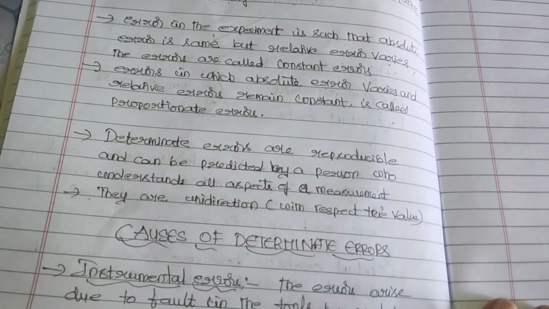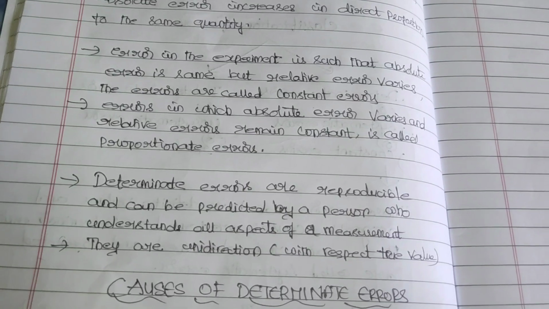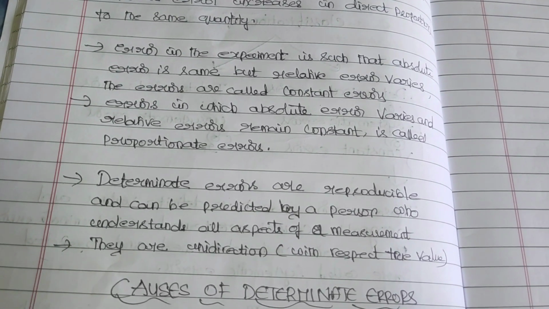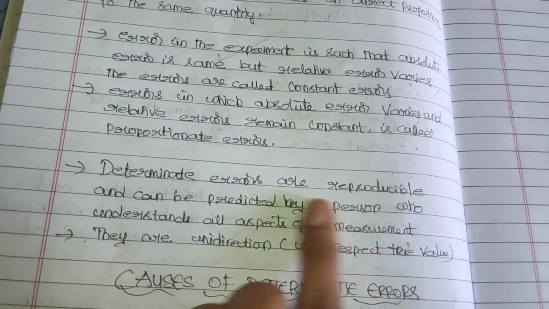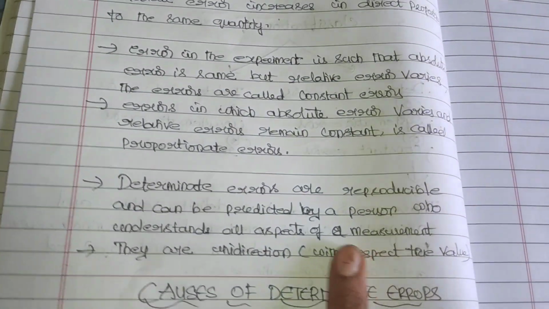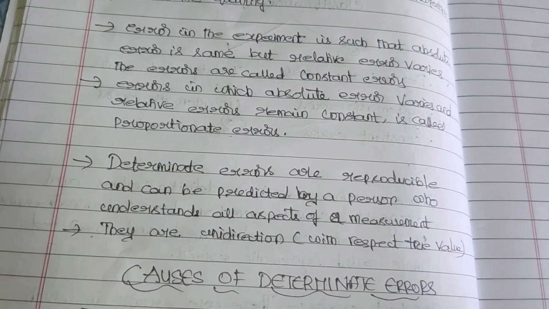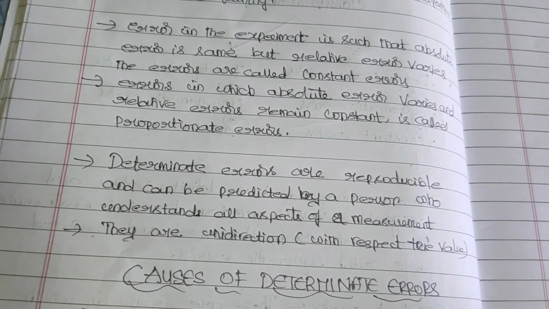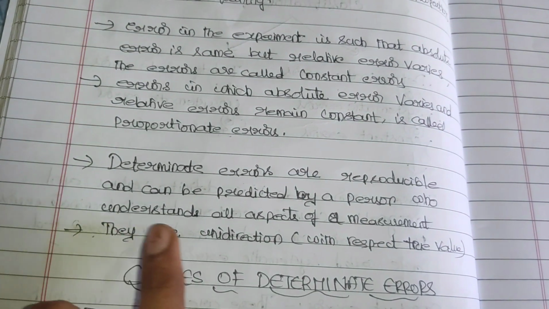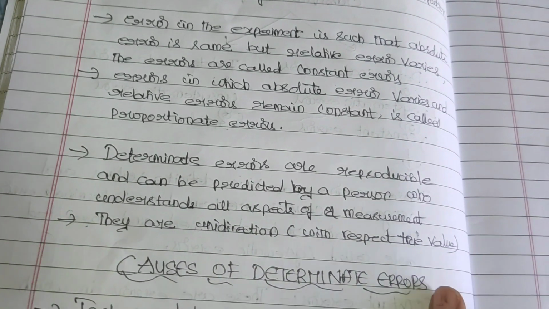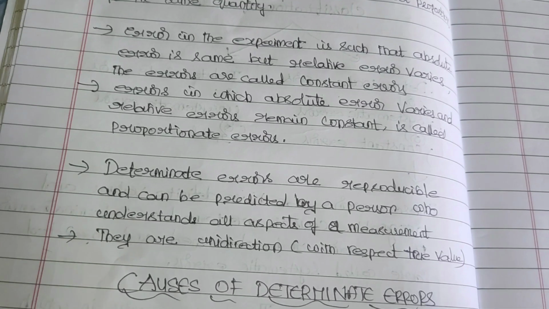Determinate errors are reproducible. We can reproduce them and predict them. They can be predicted by a person who understands all the aspects of a measurement. When the analyst understands all the aspects of the measurement, he can easily determine the error, reproduce the error, and correct it. It is unidirectional with respect to the true value. It may be a negative or positive sign, but it changes in only one direction.